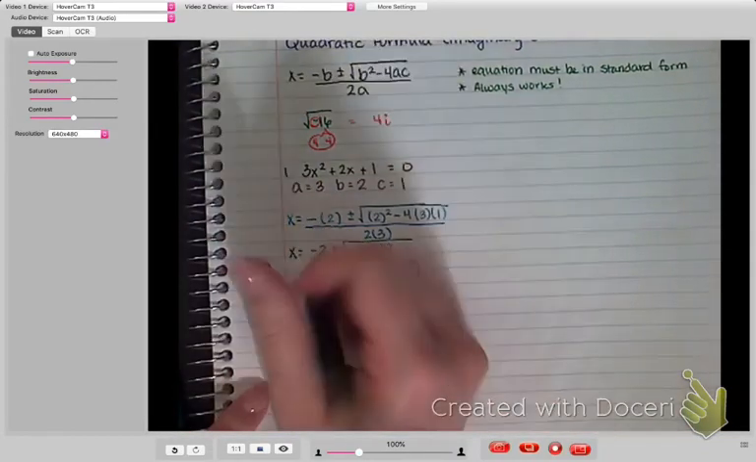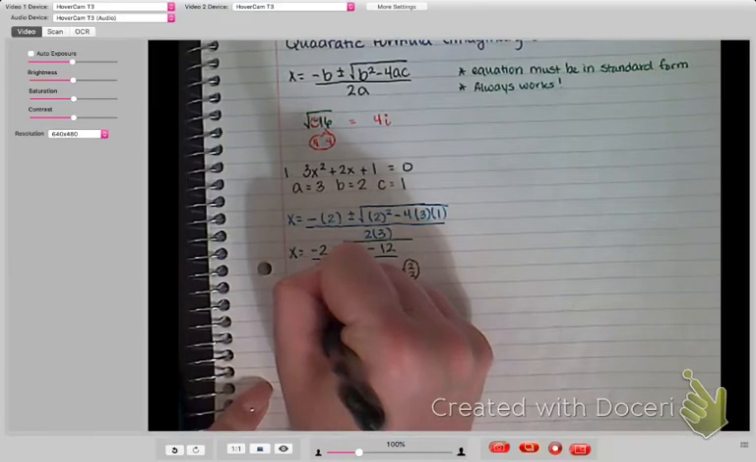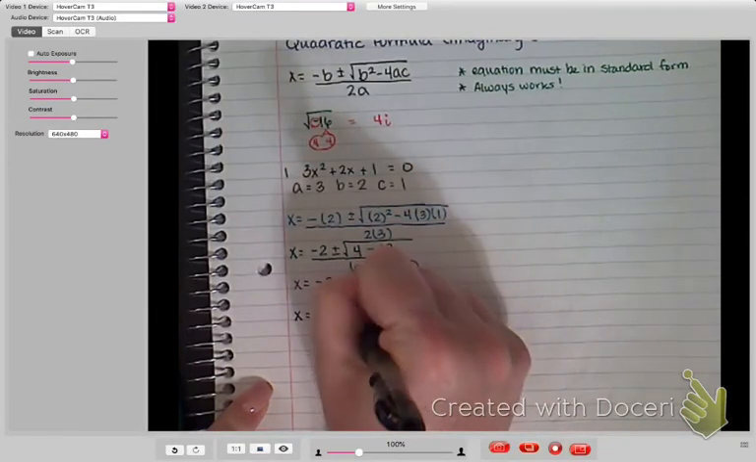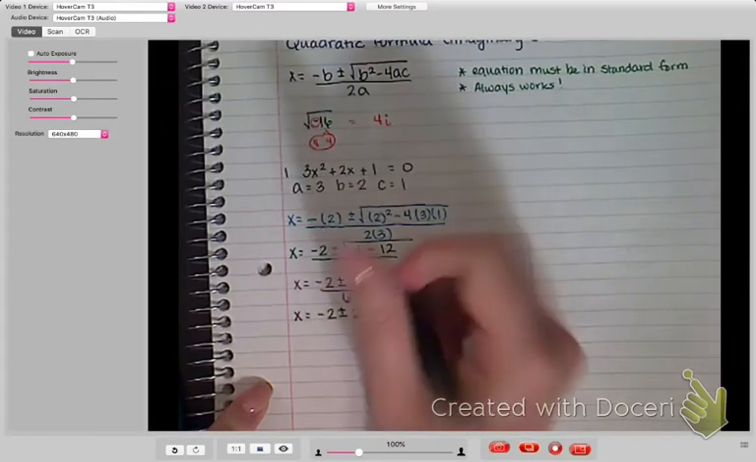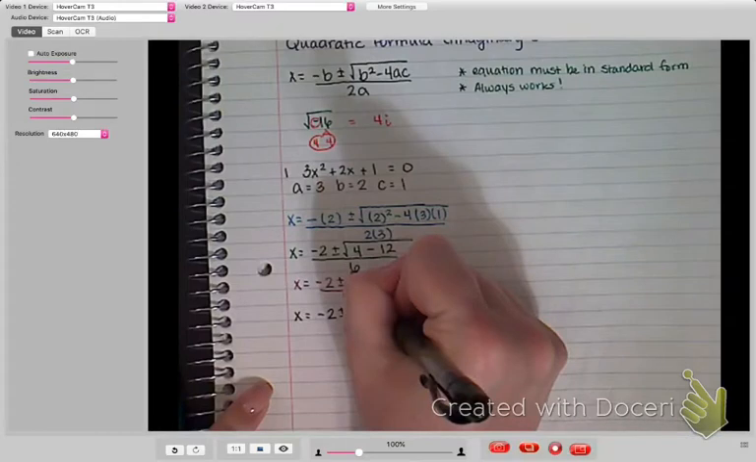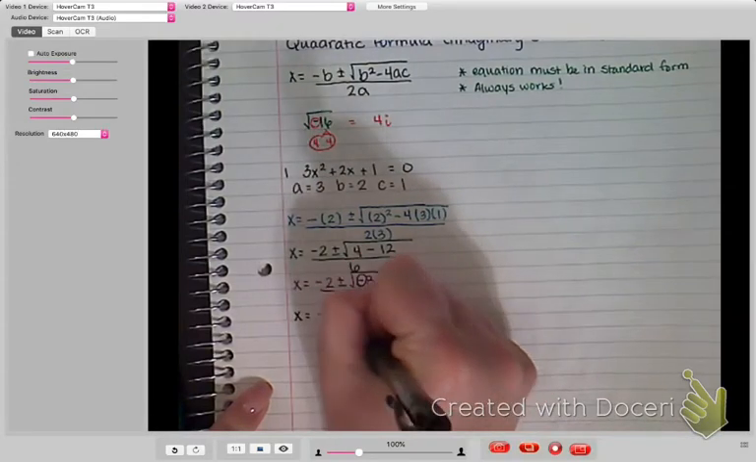So I have x equals negative 2 plus or minus. The 2 comes out. The negative becomes an i. And then my leftover 2 stays inside, all over 6.